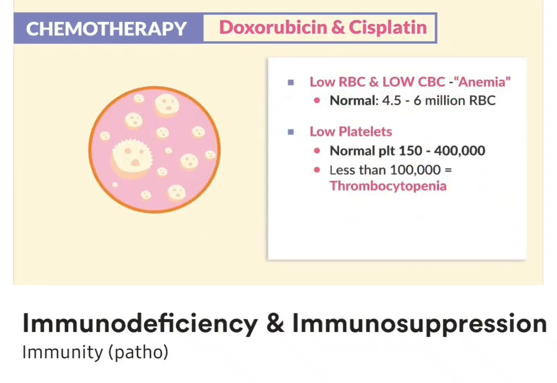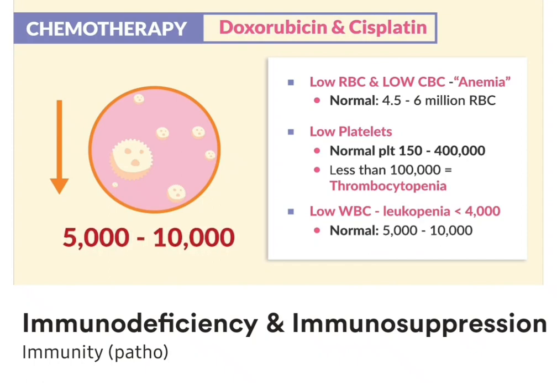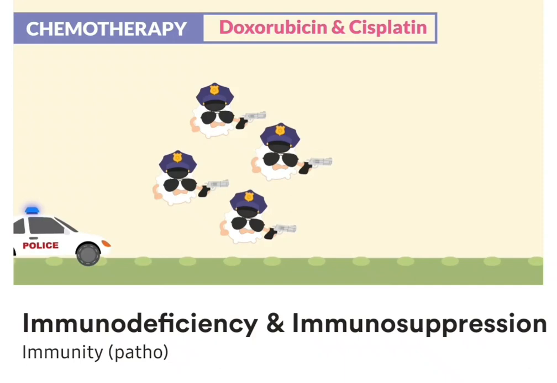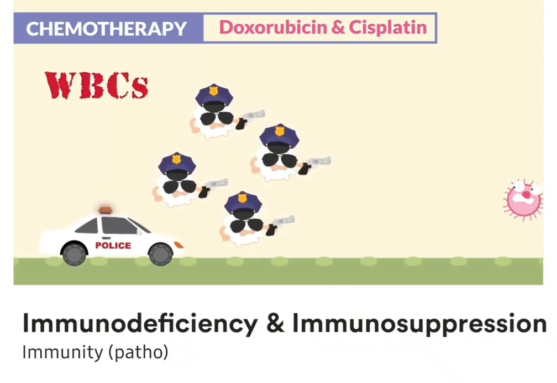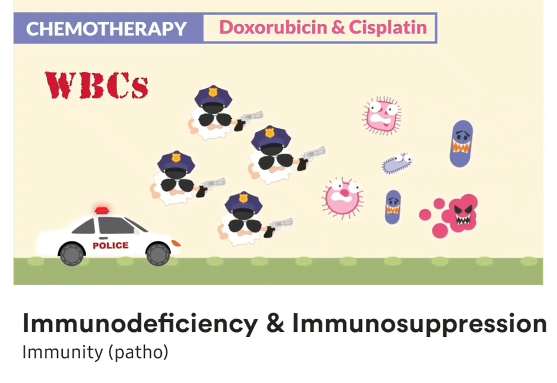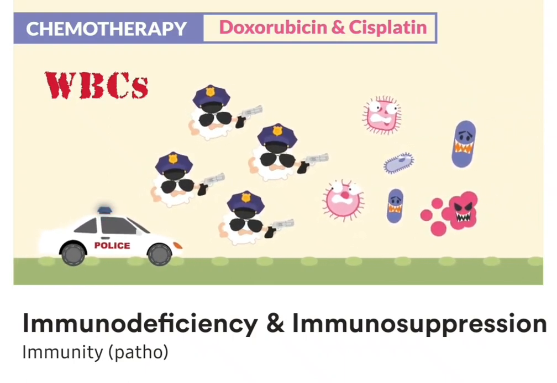Now lastly, the most deadly of all here is the low WBCs called leukopenia, less than 4,000. Normally, white blood cells should be between 5,000 to 10,000. Now, WBCs are the police of the body, which I call the WBC Elite Squad. They clean up the streets, kick out infection, which are the criminals, and keep the body safe and free from infection here.